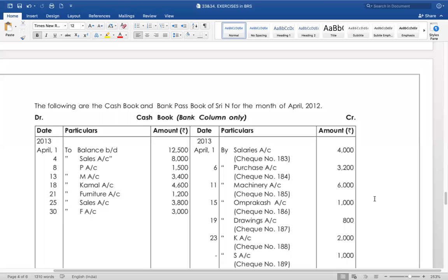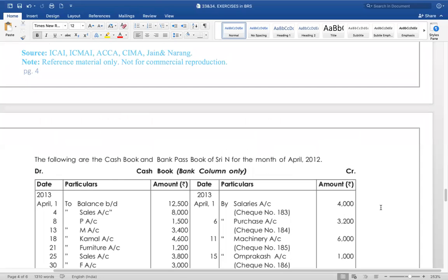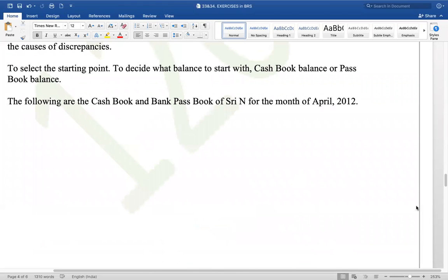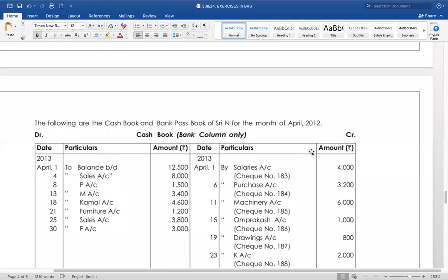Right. Once again, we'll look into this problem. When both the books are given, both cash book and passbook, how do you reconcile? Now look at this. The question is, the following are the cash book and bank passbook of Sri N for the month of April 2012, okay?